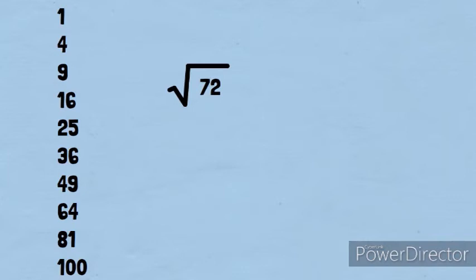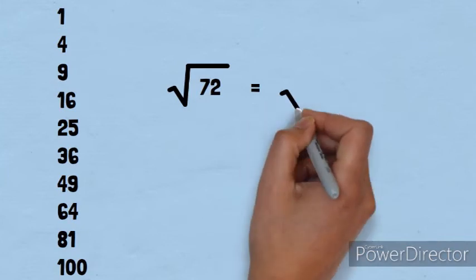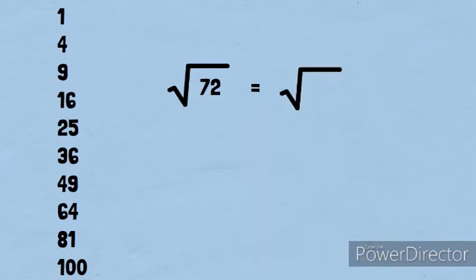9 and 36 are both perfect squares, so we have to take the highest one. 36 is the highest square. So we have to multiply square root of 36 times the square root of 2.